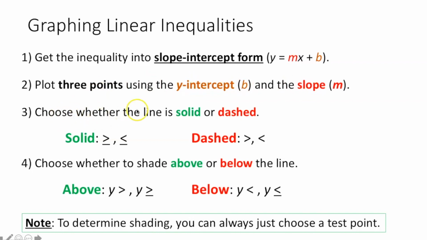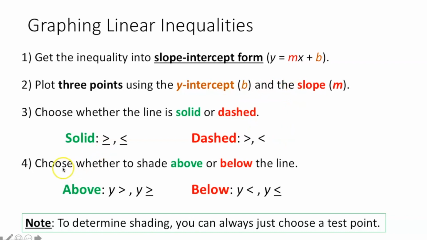Then you're going to choose whether the line is going to be solid or dashed. And all you have to do is look at the inequality symbol. If there's an equal sign underneath your inequality sign, it's going to be a solid line that you draw. If there's no equal sign, then you're going to have a dashed line that you draw through your 3 points.